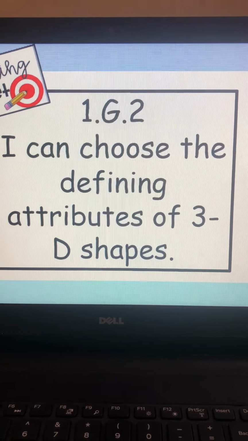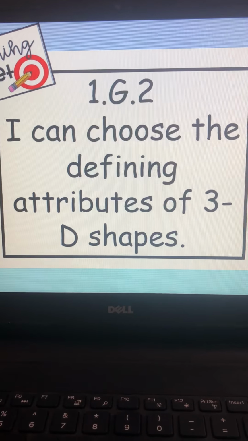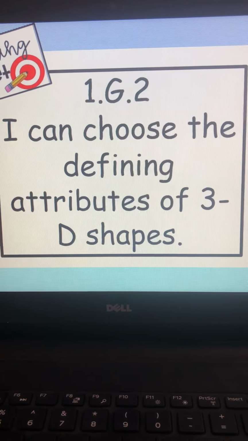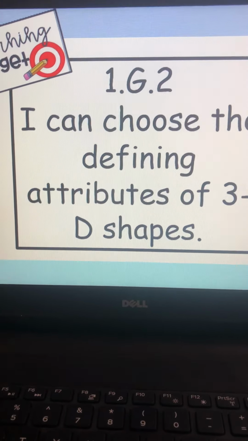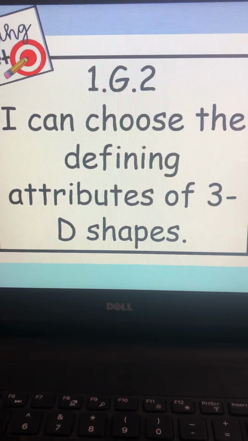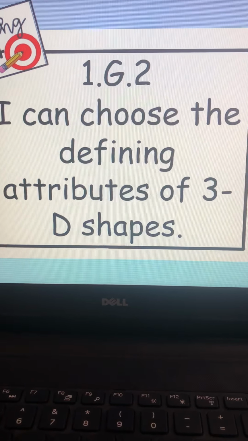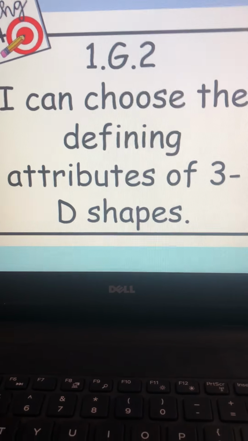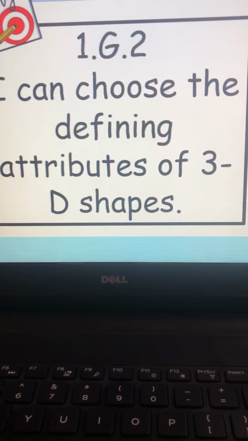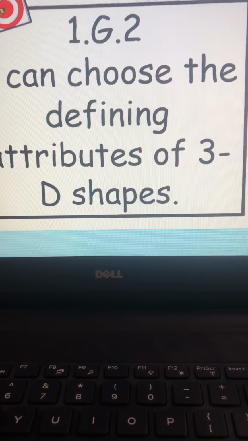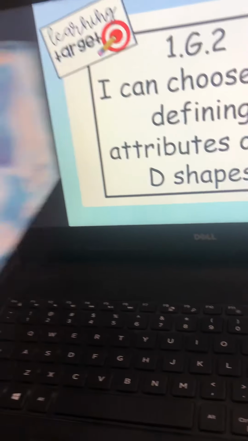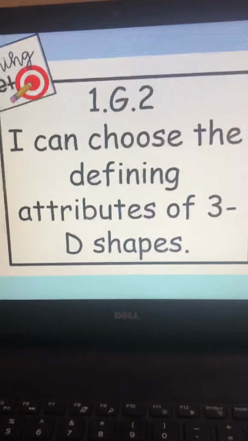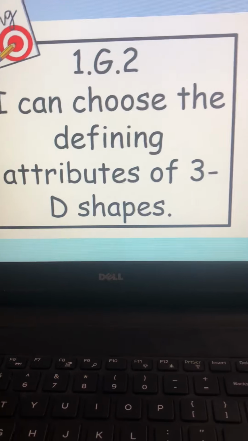The goal for today's lesson is I can choose the defining attributes of 3D shapes. We've talked earlier about 2D shapes. Remember, we said that 2D shapes are flat. 3D shapes are shapes that are not flat. So, for example, this tissue box is not flat, where a square is flat.